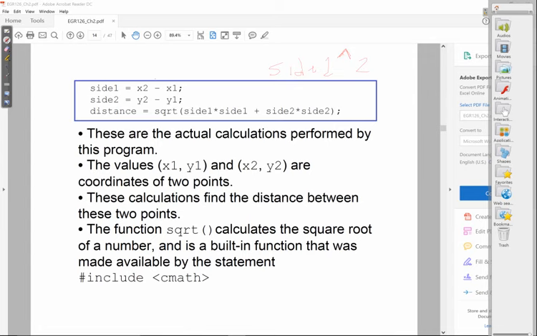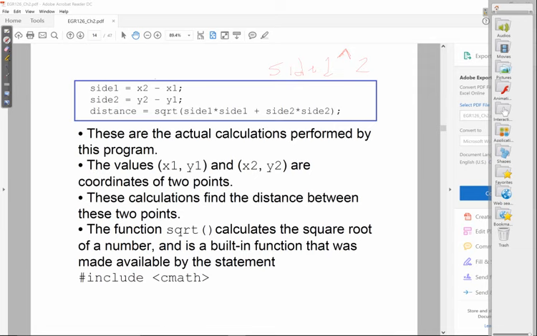Now, that's obviously not the only way of doing it, right? Because imagine you're trying to do side 1 to the 10th power. You don't want to do side 1 times side 1 times side 1 all the way until you have 10 side 1s. So within the CMath library, there's actually another function or command called the power command.